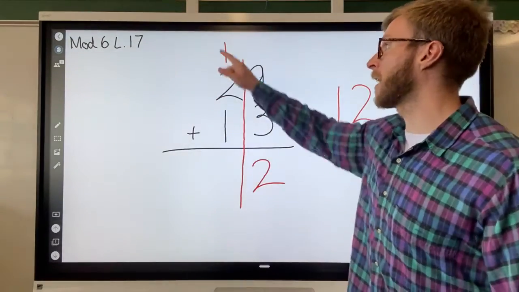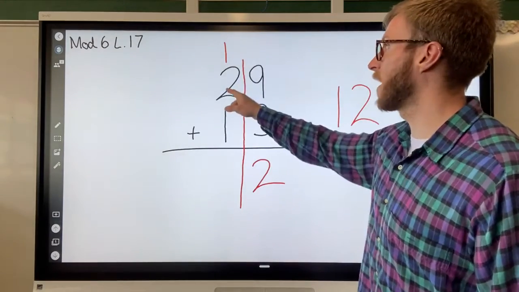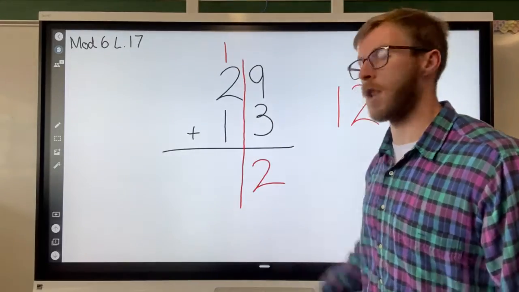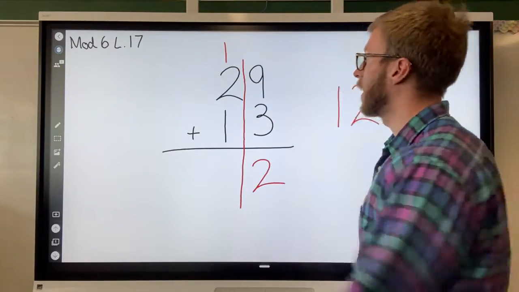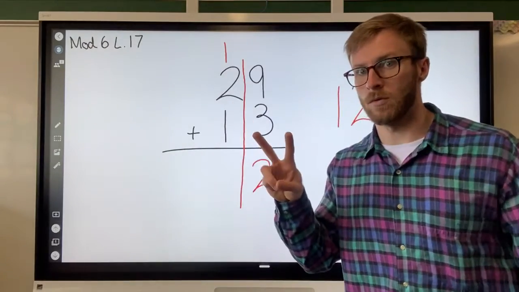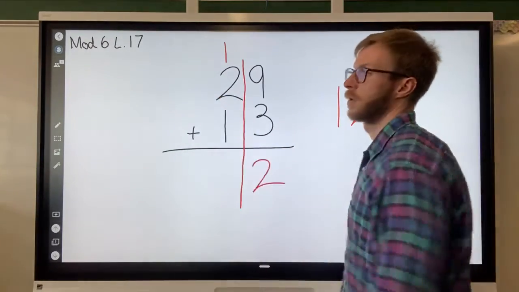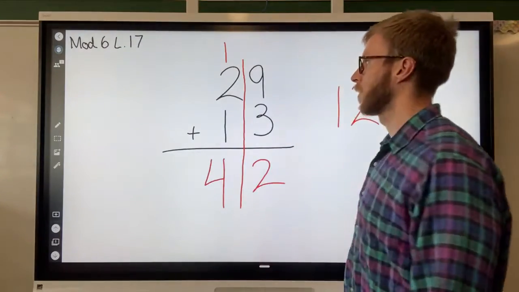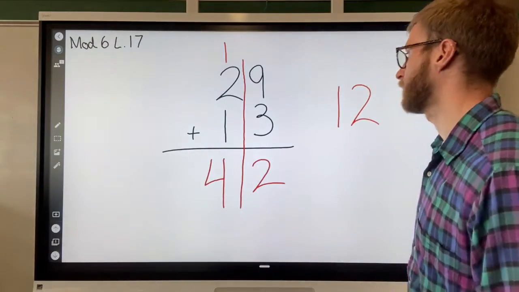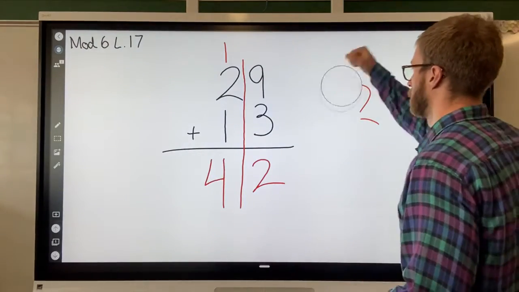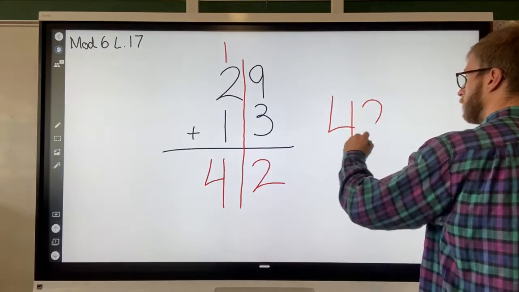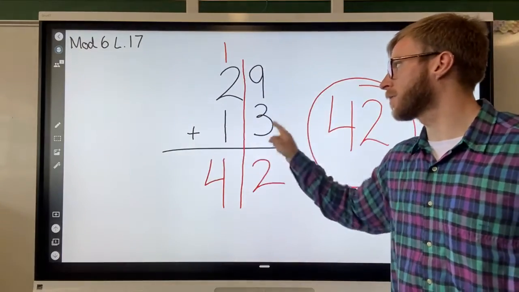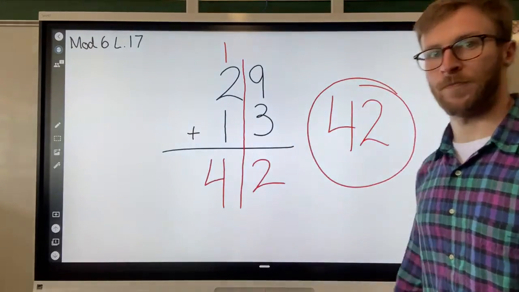So now I have 1 ten from the number 12, plus 2 tens from the number 29, plus 1 ten from the number 13. So 1 plus 2 plus 1. We can do that, right? I know that 1 plus 1 equals 2, and then 2 plus 2 equals 4. So I write the number 4 down here. We're just adding down the line. So our answer is 42. 29 plus 13 equals 42.